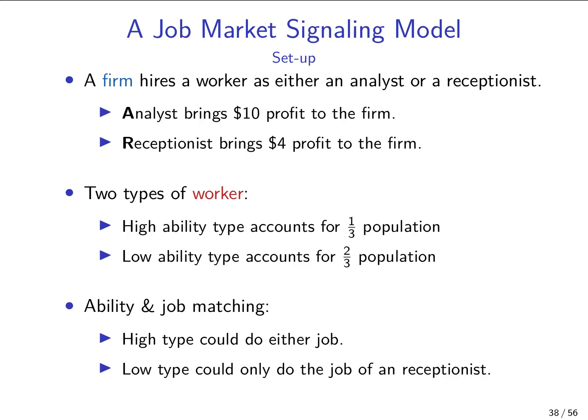It might look complicated plotting on a graph, but if you follow me step by step, it will become clear. So here we have one firm, and the firm needs to hire a worker, but the worker could be hired as an analyst or a receptionist. Analysts bring about $10 profit to the firm, and the receptionist brings about $4 profit to the firm.